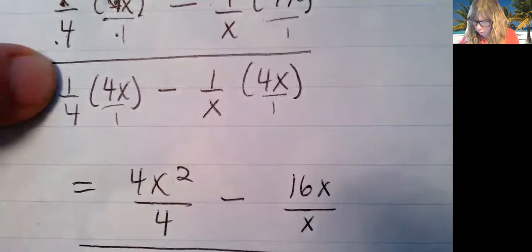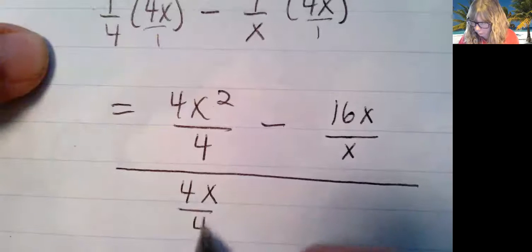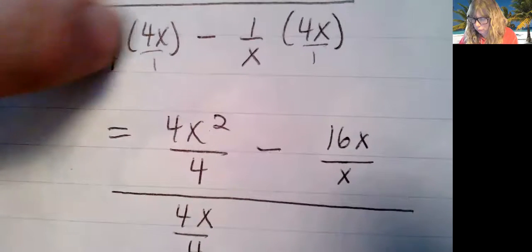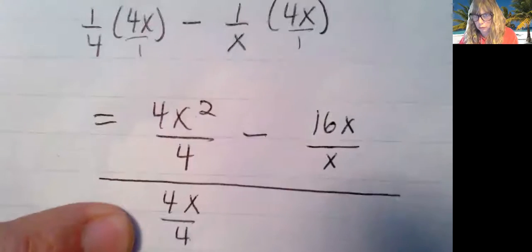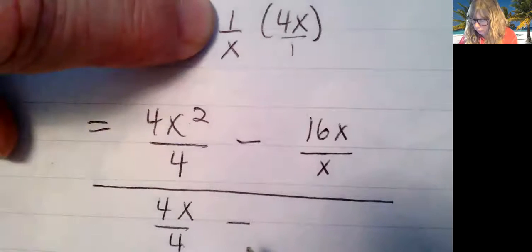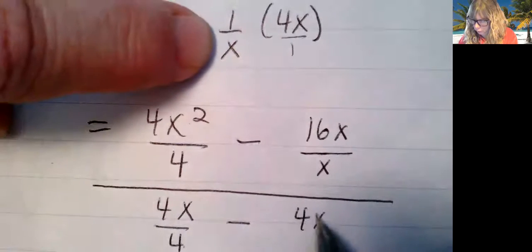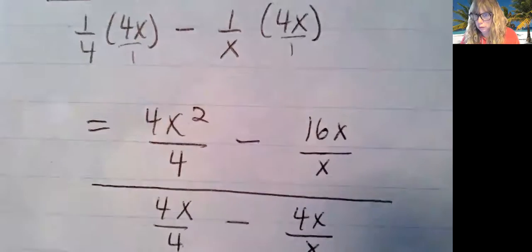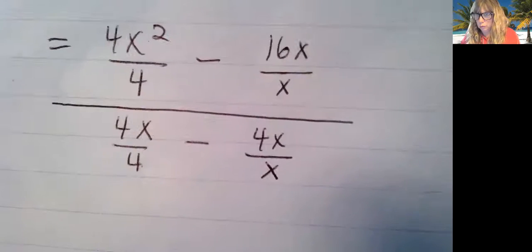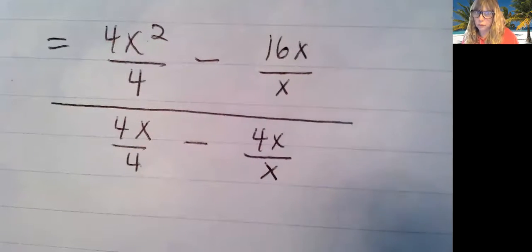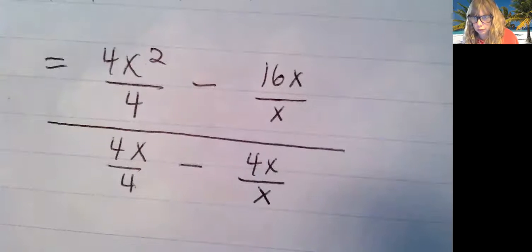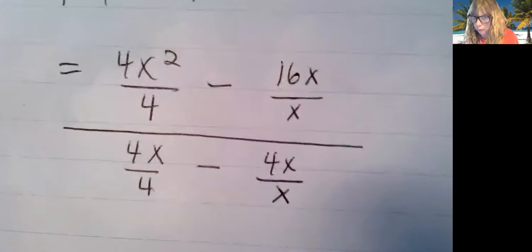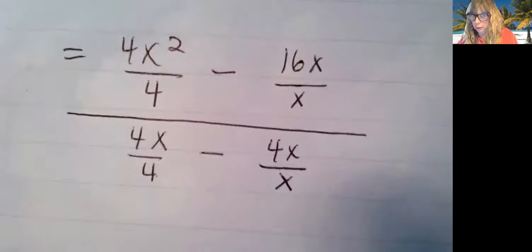And then our bottom is 1 times 4x, which is 4x. And then 4 times 1 is 4. So that term turned to this. And then 1 times 4x is 4x. And then x times 1 is x. So here's our new, still complicated looking expression. But the nice thing about this part is where we can simplify it.